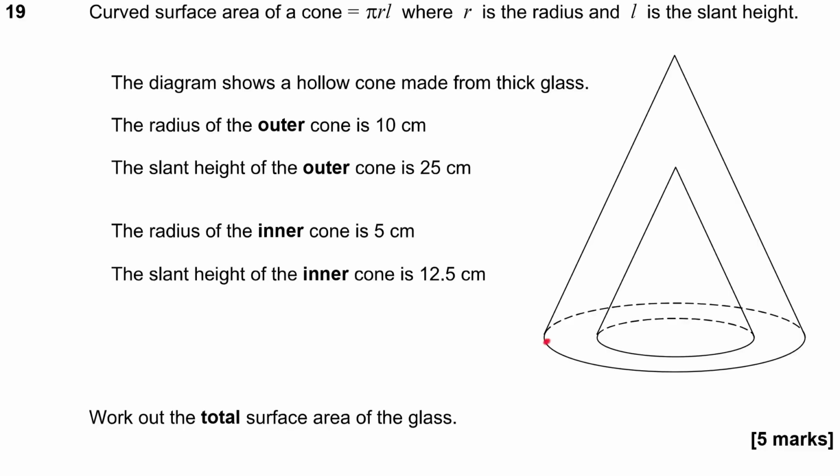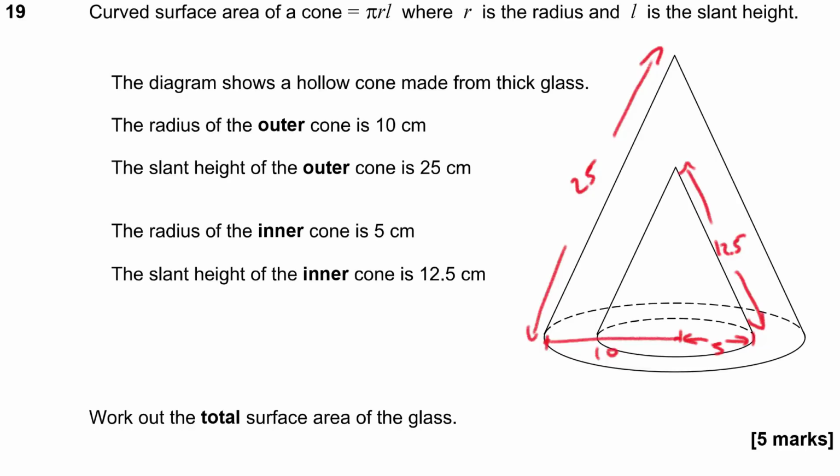So the distance from here to here then is 10. The slant height of the outer cone is 25. So from there up to there is 25. The radius of the inner cone is 5 centimeters. So from there to there is 5 of the equal cone, and the slant height of the inner cone is 12.5. So 12.5. Okay, so work out the total surface area of the glass.